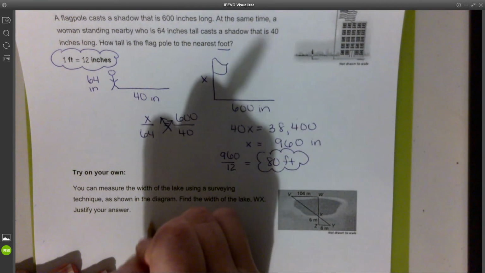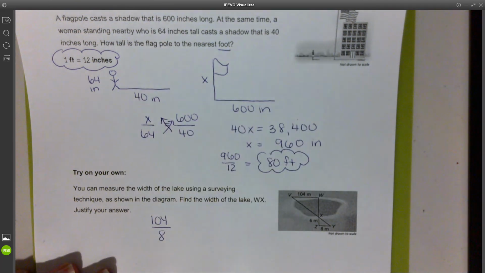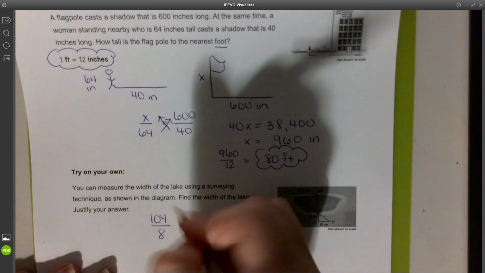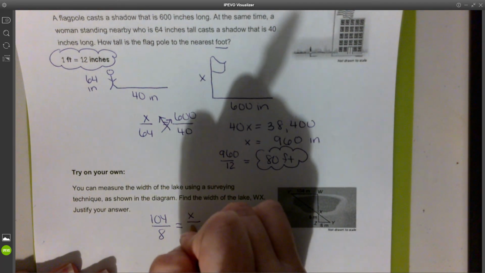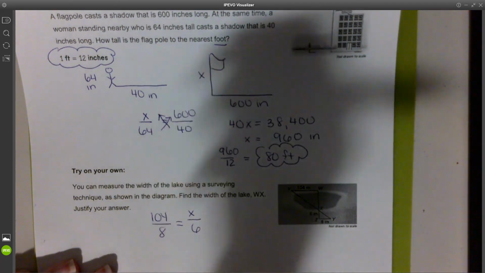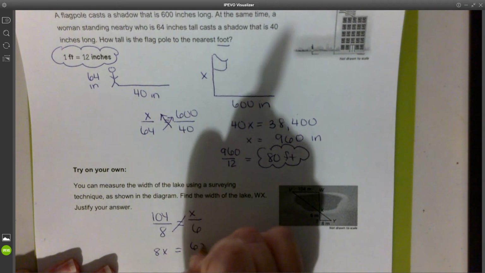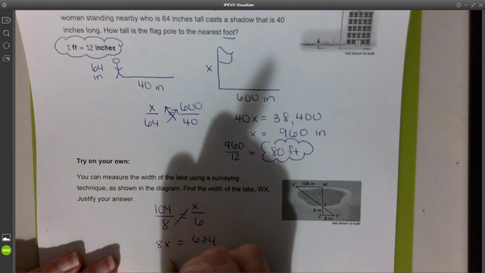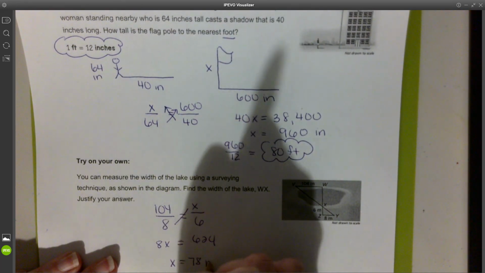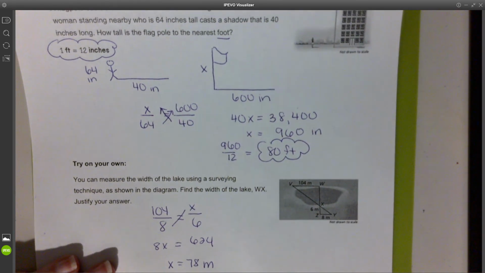So I'm going to put 104 over 8. Remember, I'm matching part over part, looking at that picture. Then I'm going to say x over 6. Then we cross multiply. And in this direction, I have 8x equals 624. Divide both sides by 8, and x equals 78 meters. Make sure you label.